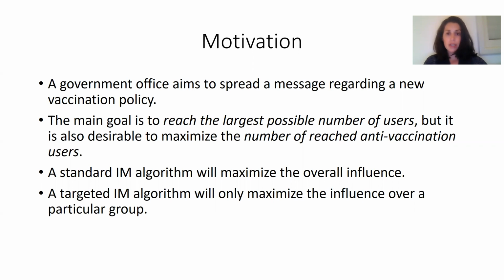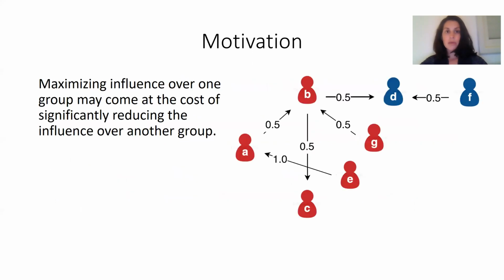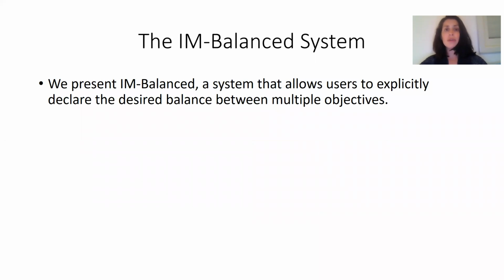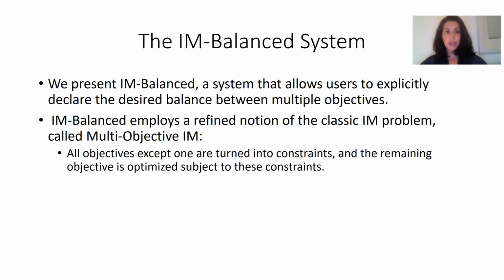A standard influence maximization algorithm will only maximize the overall influence. On the other hand, a targeted IM algorithm, the one that is focused on a specific subgroup, will maximize the influence over that particular group. As we show in this work, maximizing the influence over one group may come at a significantly reduced influence over another group. Continuing with our example, maximizing the influence over anti-vaccination users may reduce the overall influence. To this end, we present the IM Balance system, which allows users to explicitly declare the desired balance between multiple subpopulations of interest, namely multiple objectives.